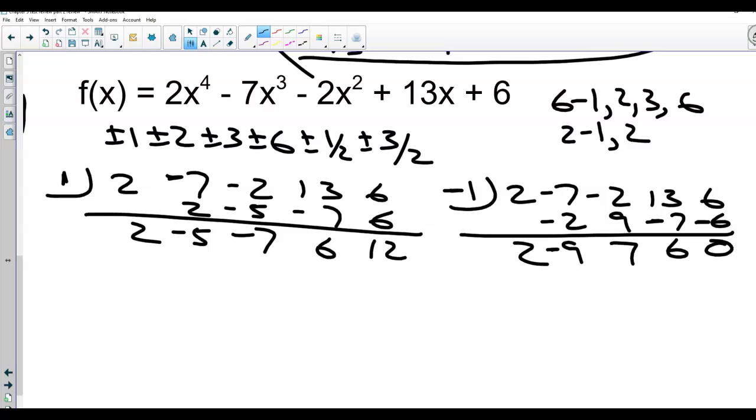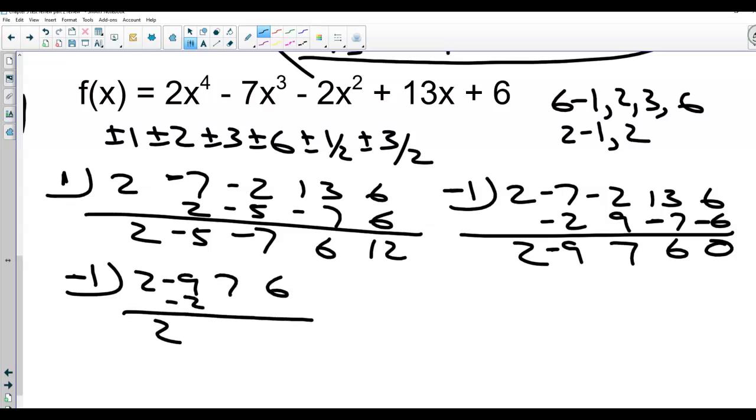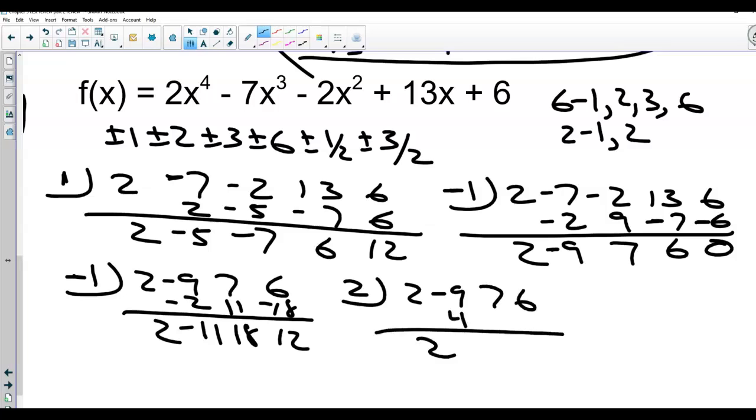So now we try negative 1 again. 2, negative 9, 7, and 6. Negative 11. 11, that's 18. That doesn't work. Let's try 2 now. 2, negative 9, 7, and 6. Drop the 2, we get 4. Negative 5, we get a negative 10. Negative 3, we get the negative 6, and there's your 0.